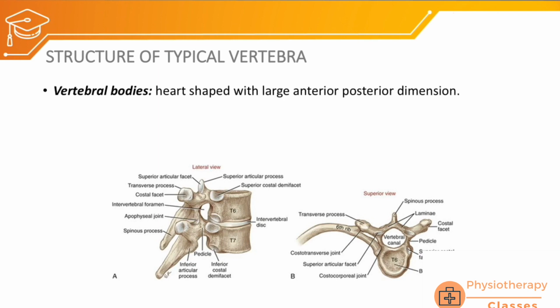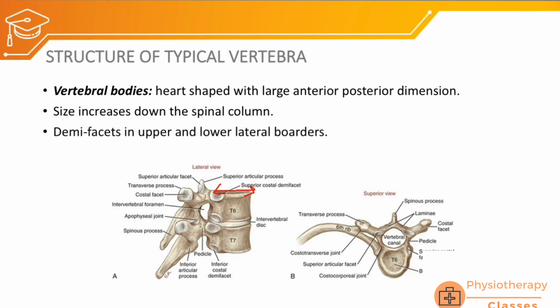The vertebral bodies are heart shaped with large anterior posterior dimensions. You can see it has a large anterior posterior dimension and is heart shaped. Size increases downward, so T4 is larger than T2. So size increases down the spinal column. Demifacets are present. There are two demifacets. You can see in the picture two demifacets. Upper and lower demifacets are present at the lateral borders of each typical vertebra.